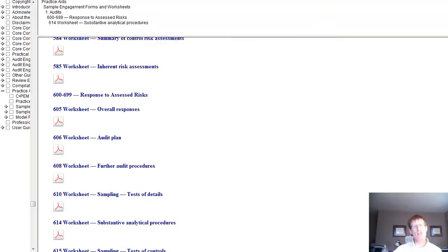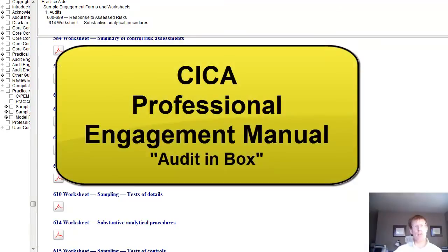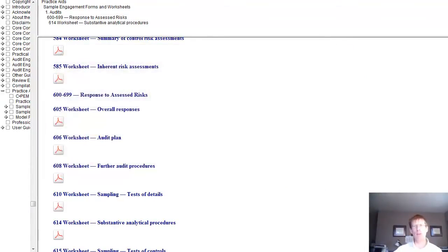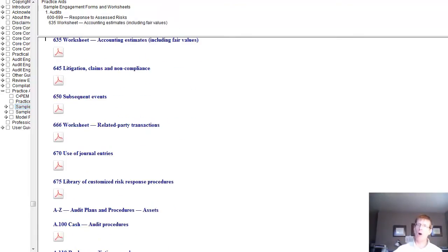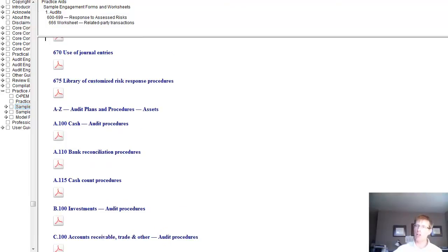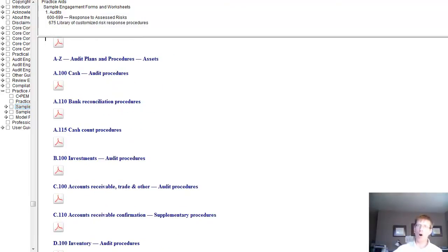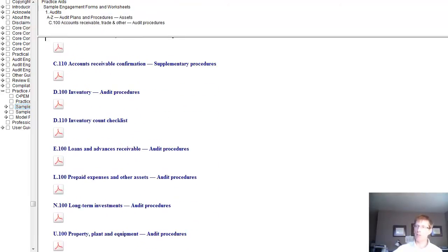So for this lesson, I thought it'd be helpful just to show you some of the actual real live audit programs using the CICA's Professional Engagement Manual. And if I walk you through some of these programs and these worksheets, you'll start getting a real feel for what sort of procedures you need to do and how this all gets documented in a file. As you can see here, there's a lot of different templated worksheets that are provided to the auditor using this audit in a box sort of concept.